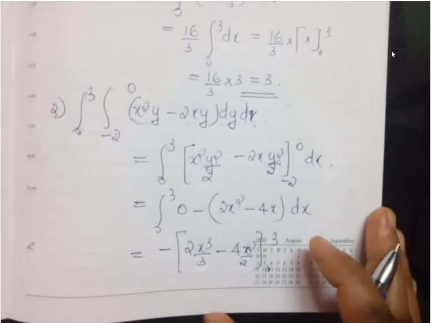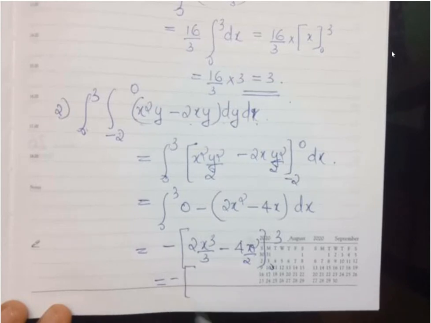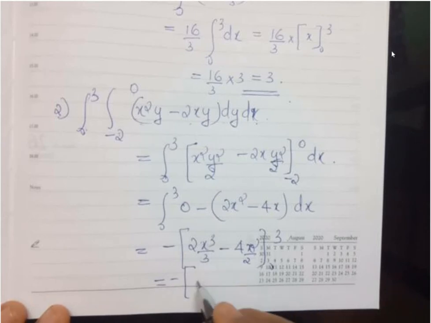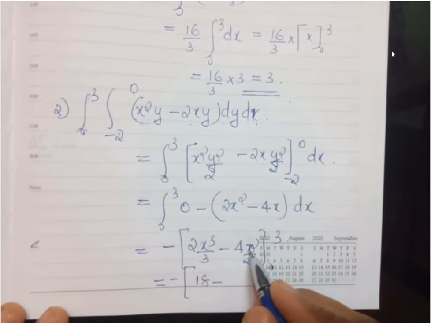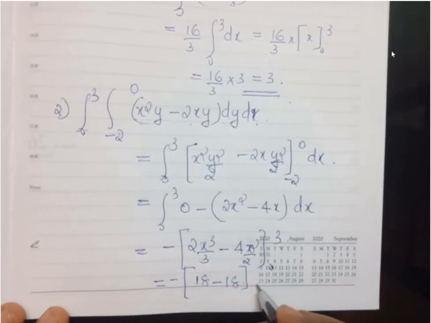Which is the same as minus of 3 cube, that is 27, the 3 gets cancelled, 2 into 3 square, that is 18, minus 3 square, 3 square is 9, 9 into 4, 36 by 2, that is 18. Again that cancelled, and that's equal to 0. So the answer will be 0 here.